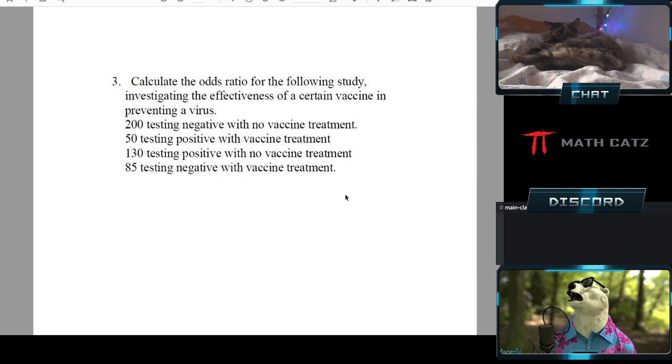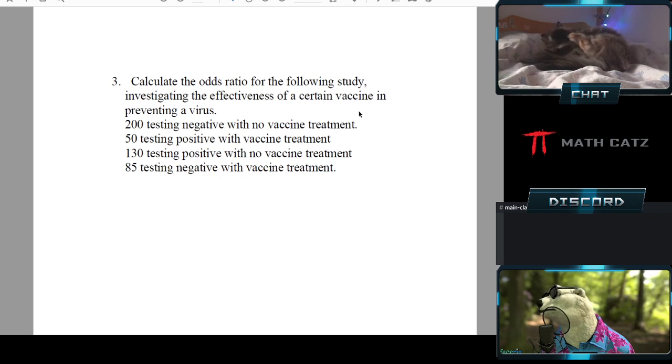I just wrote up a small one, didn't make it too wordy, but could be quite relevant. And I just made up the numbers as well. We want to calculate the odds ratio, and we're actually going to do everything else as well for practice sake for the following study, which investigated the effectiveness of a certain vaccine in preventing a virus. And we got this information from our study.